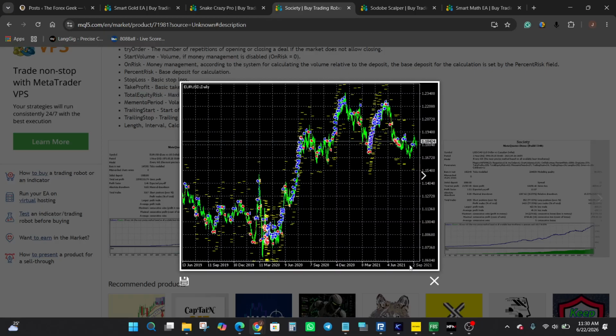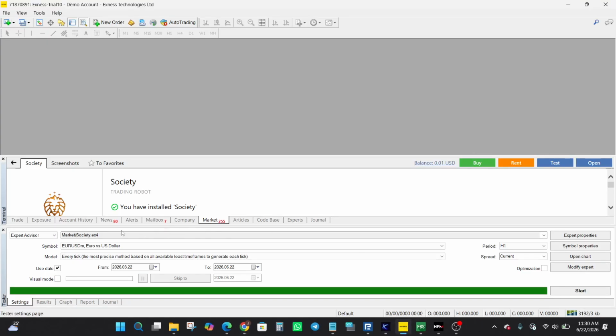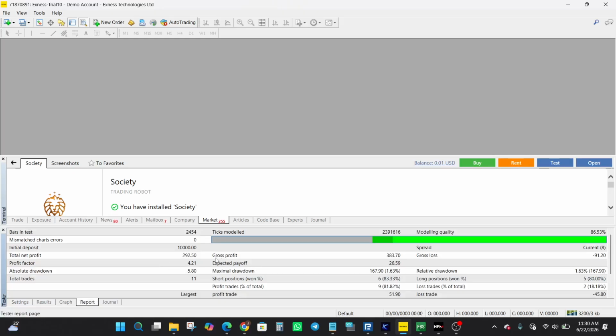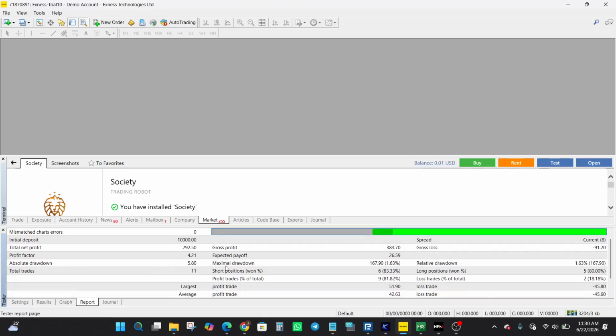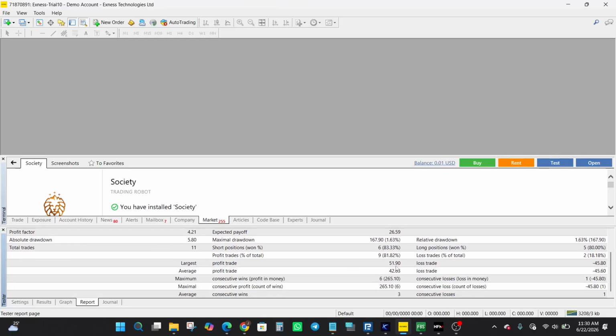Let's head over to our strategy tester right away. Let's see how the Society EA performed on Euro USD on the H1 time frame over the past 3 months. All right, in this case, we have $10,000 deposits, $292.5 net profit, and the win rate that we have here is just 81.82%. It's actually a good win rate.